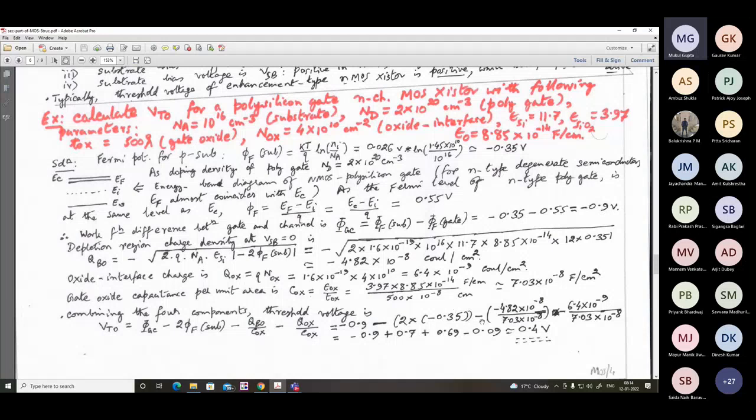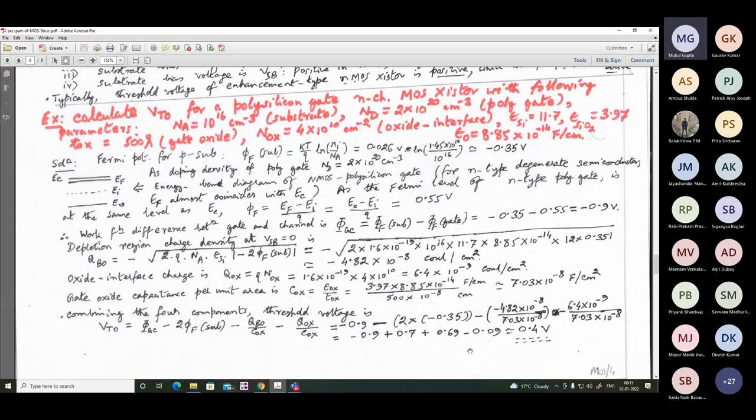Again, you have seen the negative sign, so you calculate it like this. You have calculated COX to be 7 into 10 to the power minus 8 farad per centimeter square. And finally, the fourth component, that means Qox by COX. This is the component of threshold voltage required to offset or balance the positive sodium ions at the oxide silicon interface, right? So you calculate all the components, then find out the zero bias threshold voltage to be 0.4 volt.